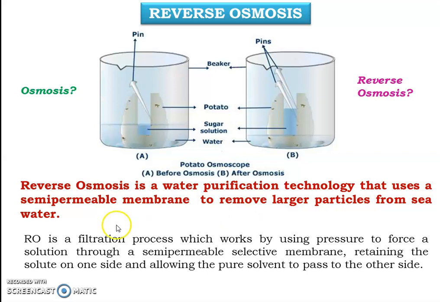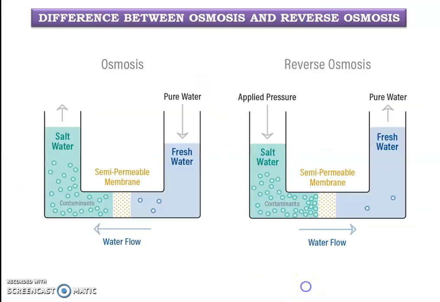So reverse osmosis is a water purification technology that uses a semi-permeable membrane to remove larger particles from seawater. It is a filtration process which works by using pressure to force a solution through a semi-permeable selective membrane, retaining the solute on one side and allowing the pure solvent to pass to the other side.